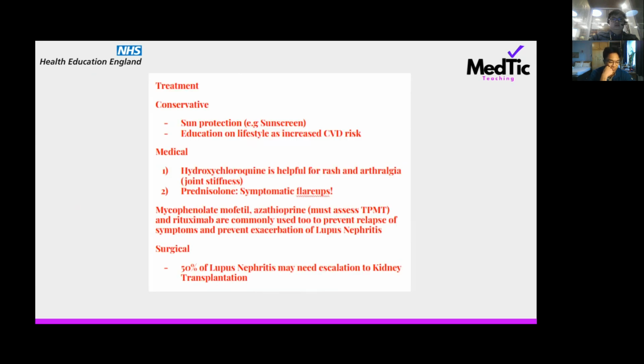So treatments are quite broad with this as well. You need to protect them from the sun. You need to educate them on the lifestyle with this as well. Whenever they get a flare up and they present in the hospital, you give them some steroids to calm down the inflammation and some hydroxychloroquine from time to time. And then you need to use a variety of DMARD combinations, which is going into specialist rheumatological territory that would help control and maintain remission of symptoms for the future. Next slide for the question.